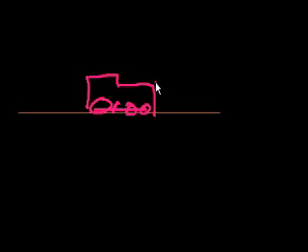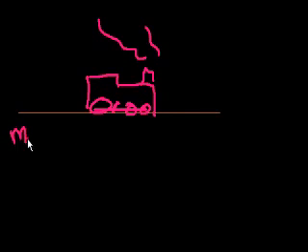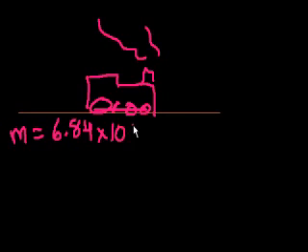Okay. And then the problem says that I have a train on the, so this is a train. Try my best to draw a train. I don't know, something like that. Right, and there's smoke coming out. And it says the train of mass 6.84. So let's say the mass of the train is 6.84 times 10 to the 6th kilograms. That's the mass of this train.